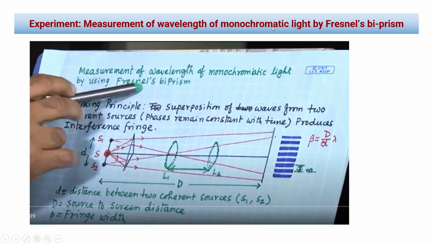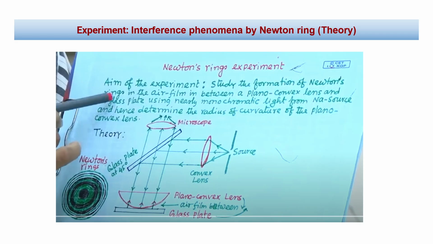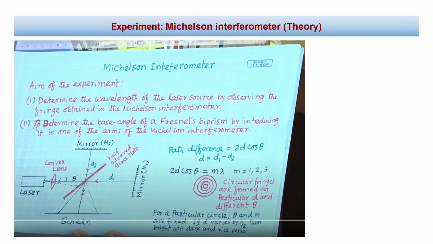Then measurement of the wavelength of monochromatic light by Fresnel's biprism, very important, we were discussing. After that we were discussing Newton's ring experiment. Till now we were getting a linear pattern of dark and bright, but with Newton's ring experiment we were able to get a circular dark and bright pattern, like you can see here. Instead of linear, we were getting circular patterns. That's why they were called rings. These were the theories and experiments behind them.